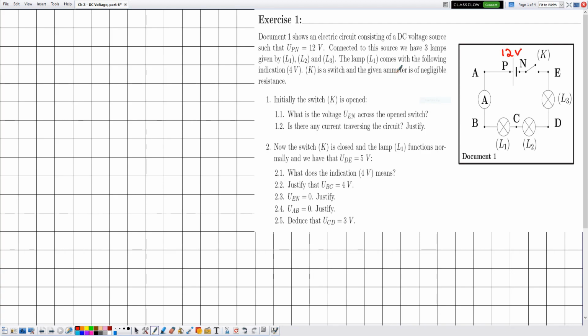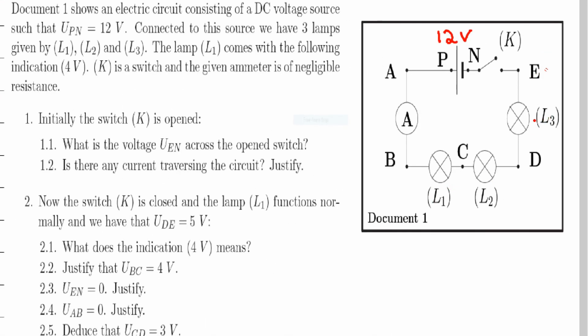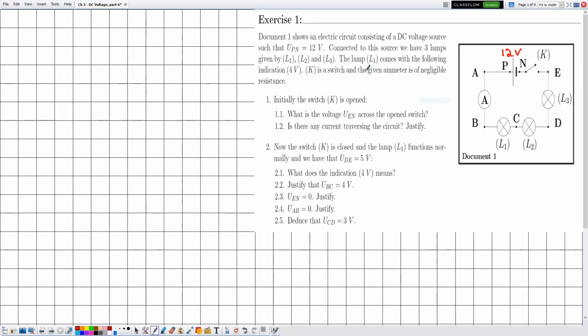Connected to this source we have 3 lamps given by lamp L1, L2 and L3. So these are the lamps L1, L2 and L3. The lamp L1 comes with the following indication, which is given by 4 volts, and K is a switch, and the given ammeter is of negligible resistance. So notice that I didn't write this indication on the electric circuit because yet we don't know if the lamp L1 is functioning normally. So part 1, they are telling me that initially the switch K is opened.